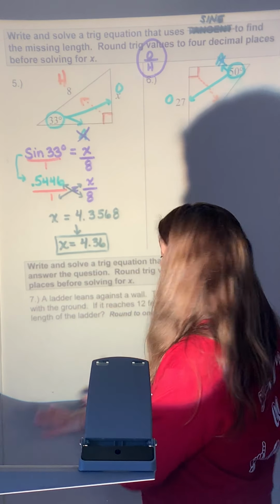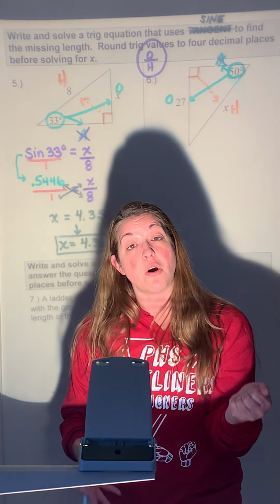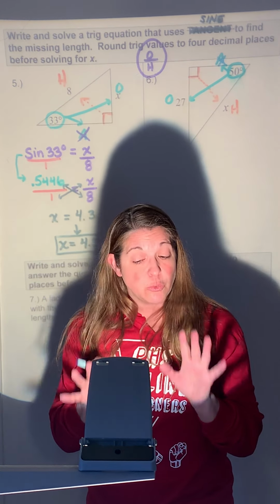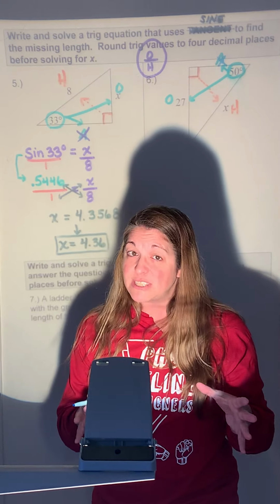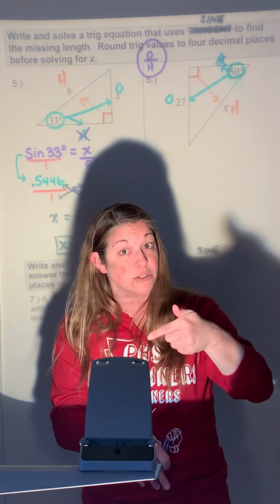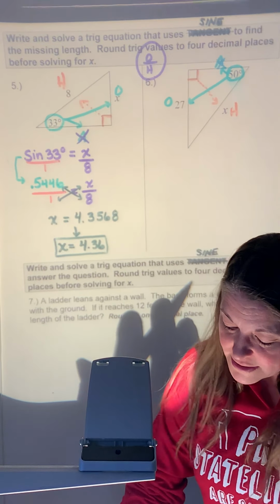Because believe it or not, the very next notes will be something called the cosine or the cos, and then you will need that adjacent. So you want to make sure that you're good at labeling all the sides, even if it's not a side that you need for the current trig function. All right, so moving on.